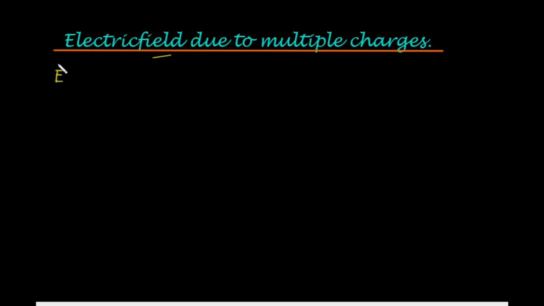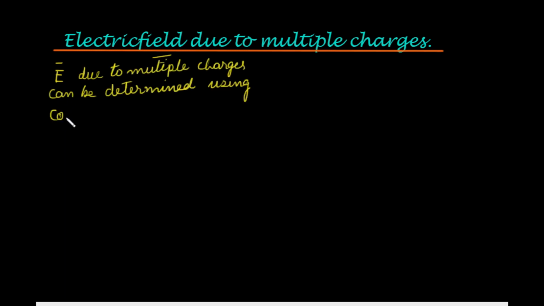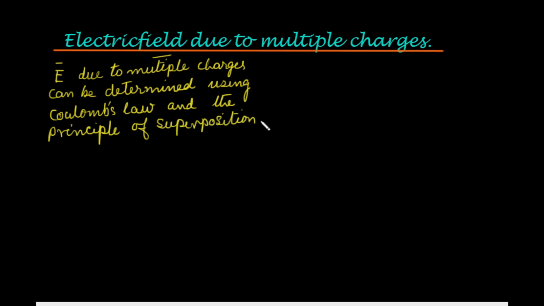Electric field is a vector quantity. If a large number of charges are present in a location, the total electric field due to all these charges will be the vector sum of the electric field due to each individual charge. Electric field due to multiple charges can be determined using Coulomb's law and the principle of superposition. Principle of superposition is essentially the addition of vector quantities, or vector addition.